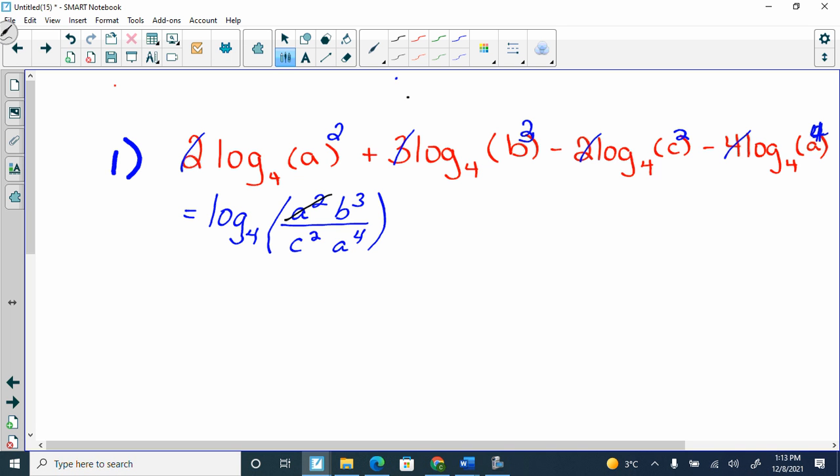So the a squared and the a4 cancel. I'm left with a 2 on the bottom. And I don't leave it like that. I will rewrite it. Log base 4 of b cubed over c squared a squared. What if they gave me b cubed over a squared c squared? Same thing. We agree? Actually, the exact same thing.